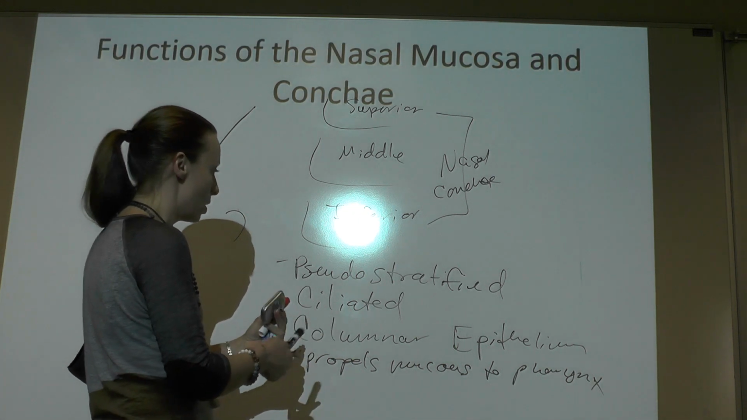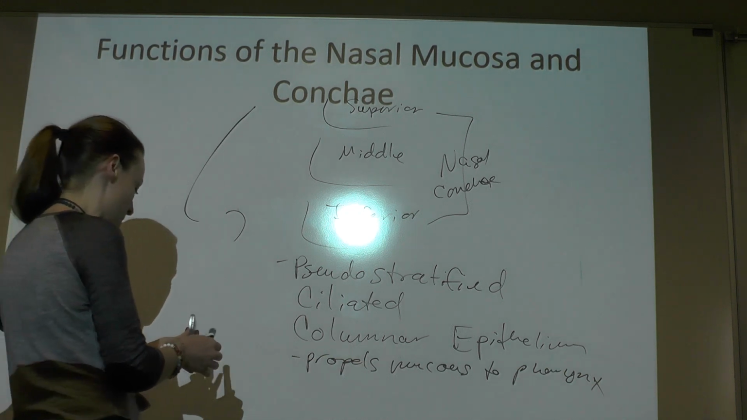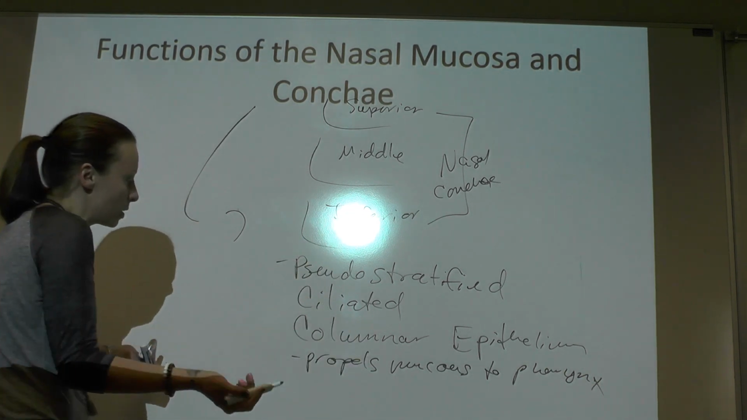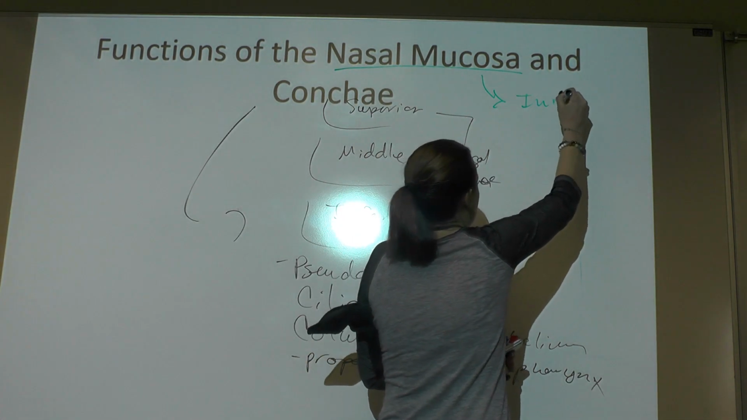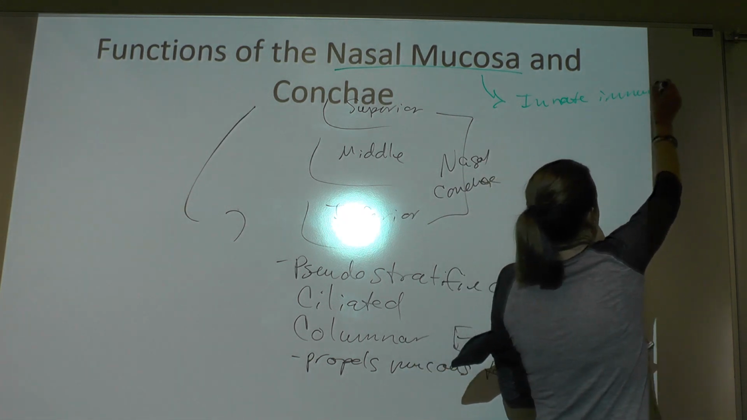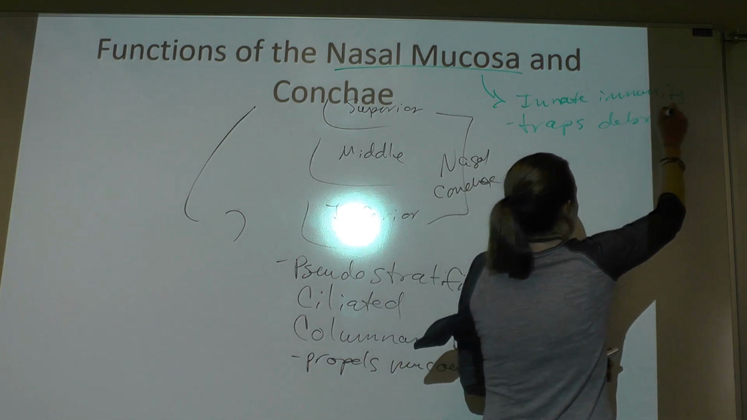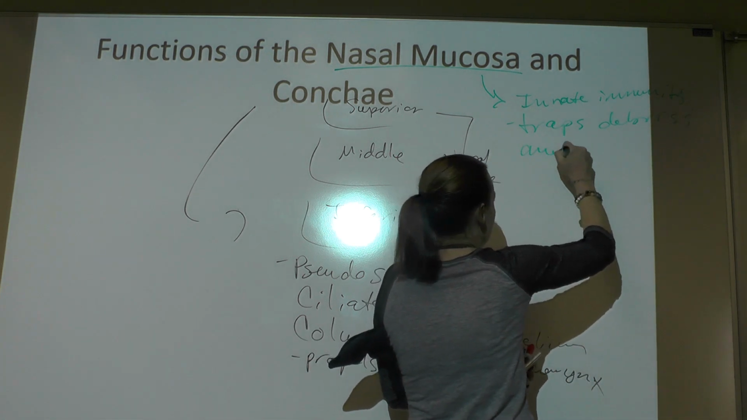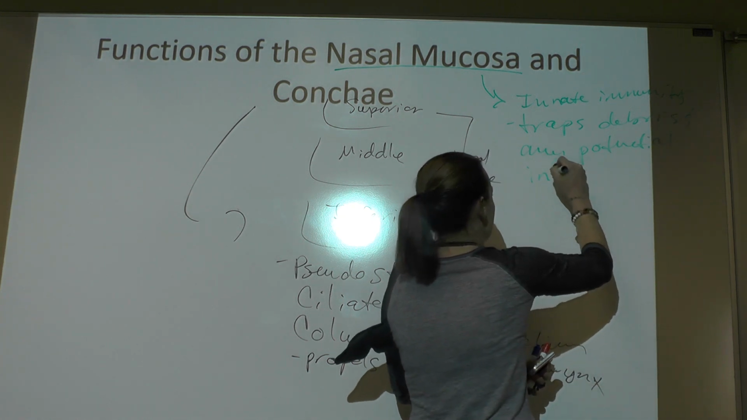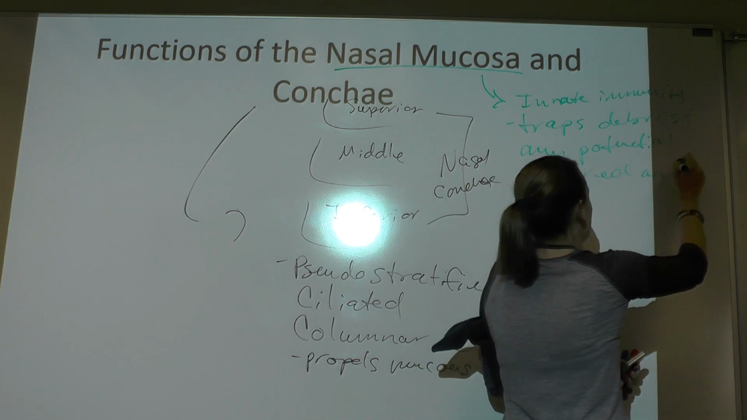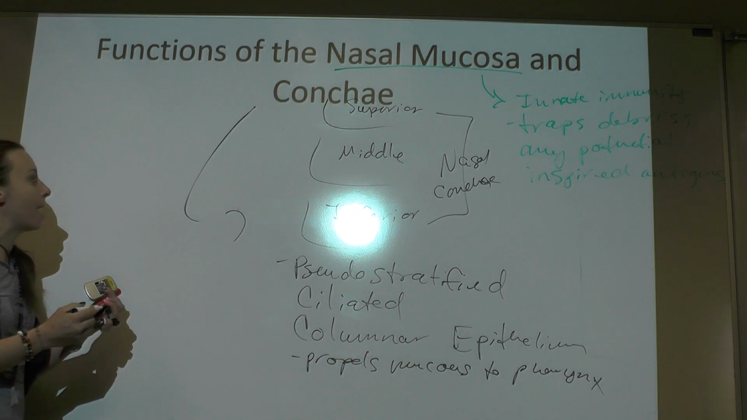And so if we zoom in here, what are the functions of the nasal mucosa and the concha? So the mucosa is pretty cool. It actually acts as part of the innate immune system. This gives you some innate immunity because it traps debris and any potential inspired pathogens. I guess I should say antigens. So the nasal mucosa is really helping with that.